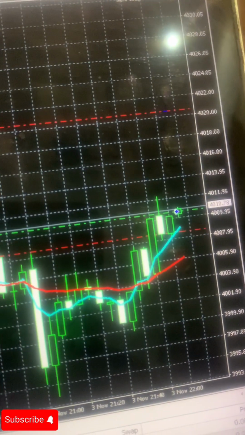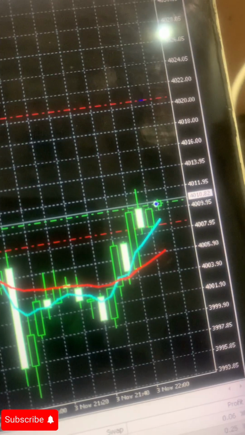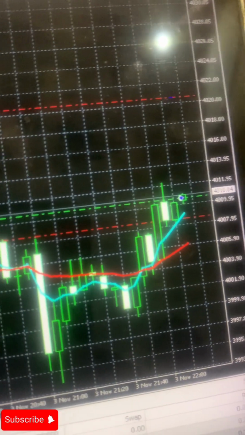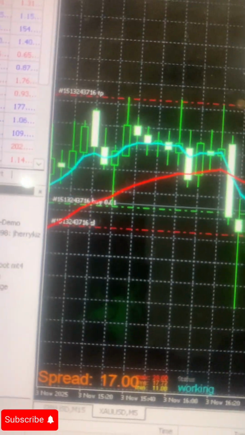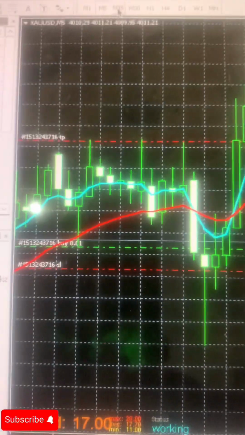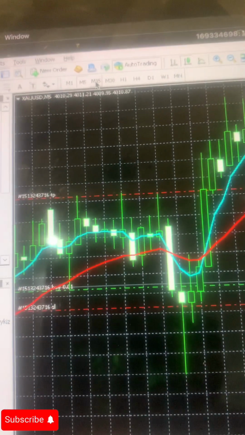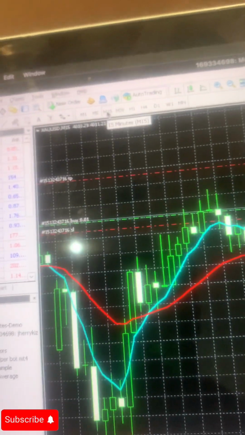So the bot was off, and I just plugged it in and connected. Immediately after I connected it, it entered this buy signal. And you can see where the TP is. This is the 5 minutes time frame. I'm going to put it in the 15 minutes time frame now. So this is the 15 minutes time frame, and it's at the entry point.